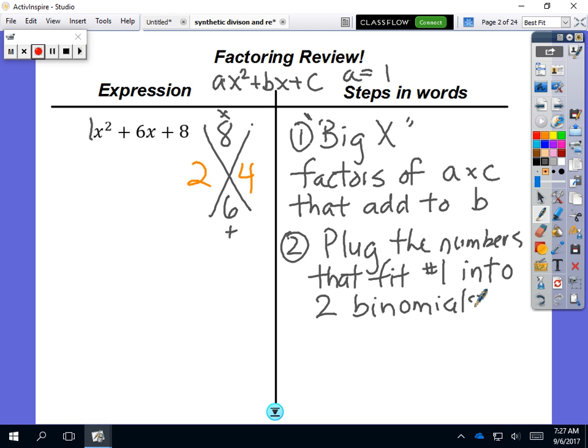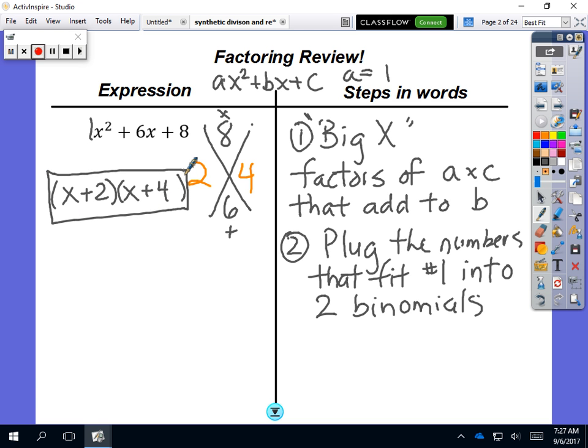Remember, these two binomials that we're looking for are going to multiply together to equal x squared plus 6x plus 8. So I make my two sets of parentheses. I put an x in the beginning, or whatever your variable is. In this case, it's x. And these are both positive numbers, so you just put plus 2 and plus 4. And that would be your final answer.